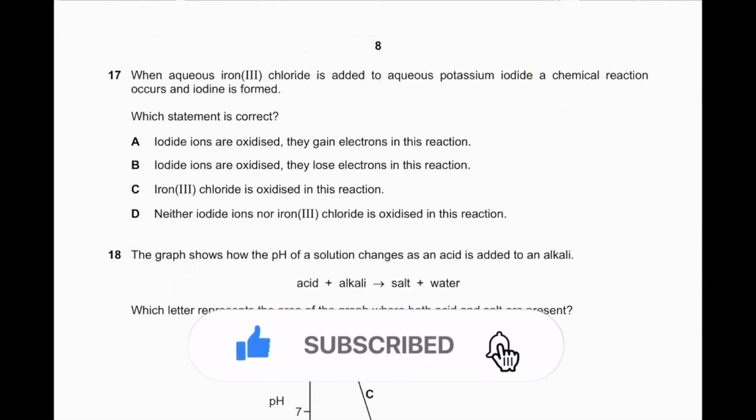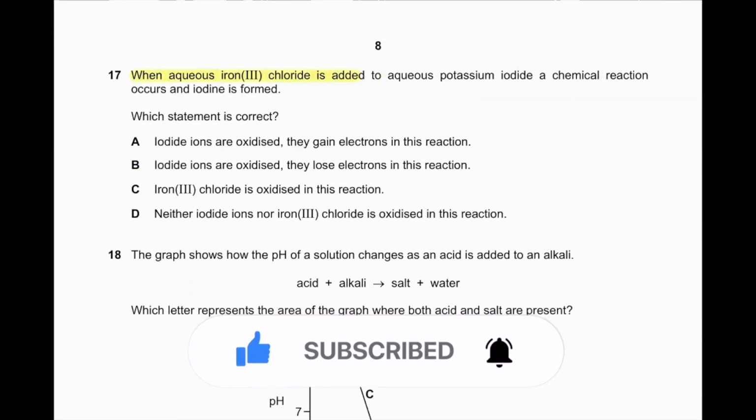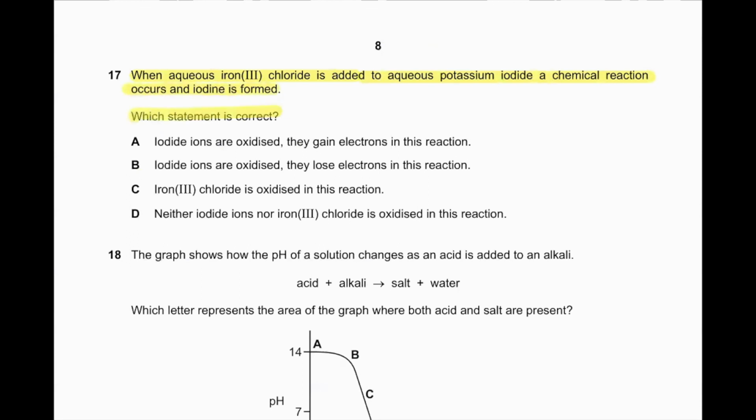Question number 17. When aqueous iron 3 chloride is added to aqueous potassium iodide, a chemical reaction occurs and iodine is formed. Which statement is correct? Iodide ions are oxidized, they gain electrons in this reaction. If we see, in the reaction of iron 3 chloride and potassium iodide, a chemical reaction occurs, iodine is formed. So iodide forming iodine must lose electron.